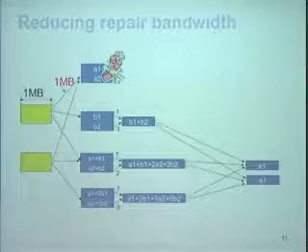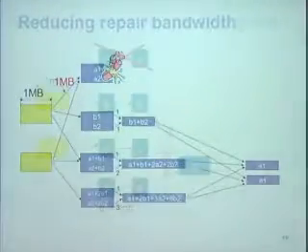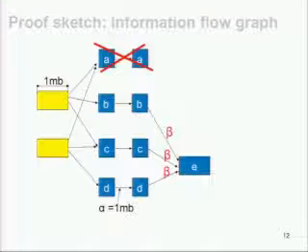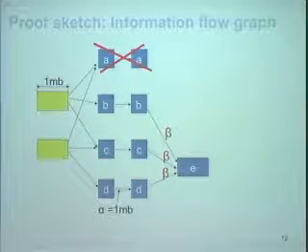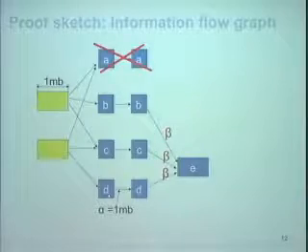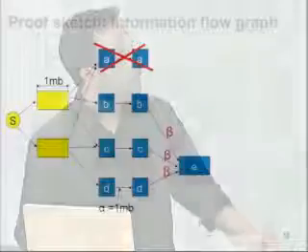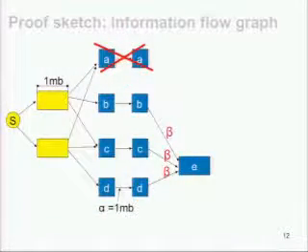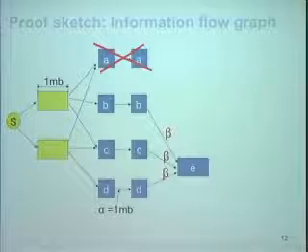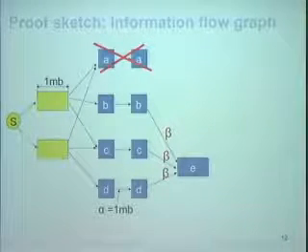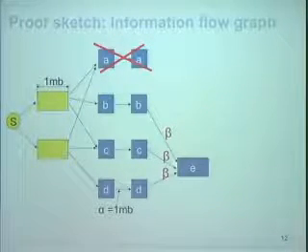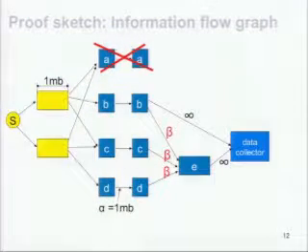So let me try to show you why this is the case. This is called the information flow graph. I take every storage node and I make 2 copies, and I connect them with one edge that is the capacity of the storage node. And here I put a source, a virtual source where all the data began. This is the newcomer. And the communication is going to be beta. This is to be minimized to repair this failure.